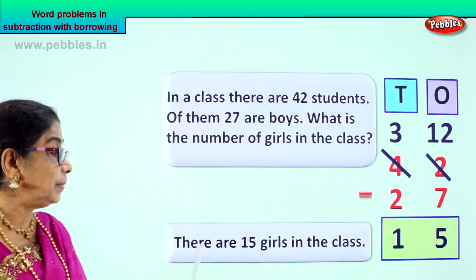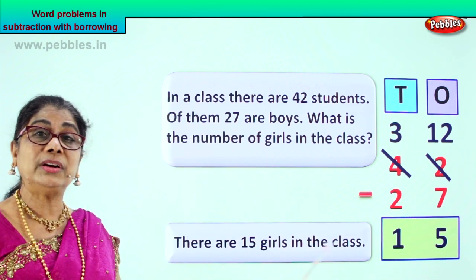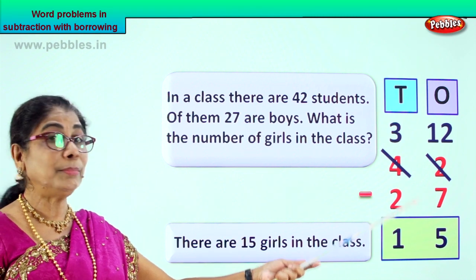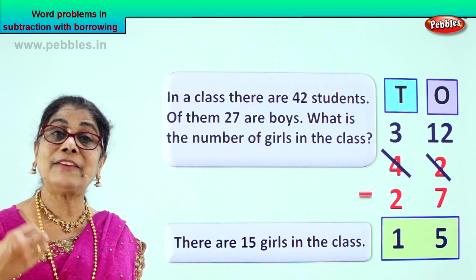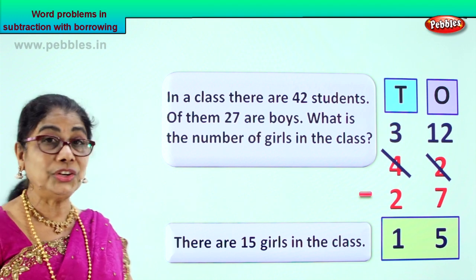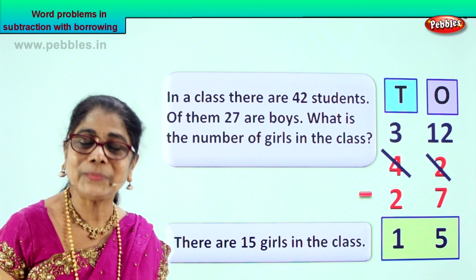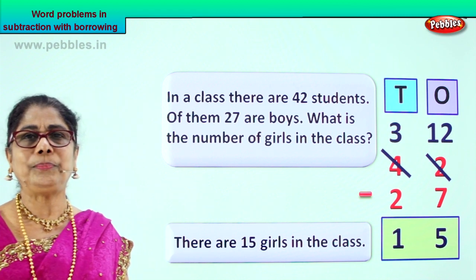So what is the answer? There are 15 girls in the class. 42 students, 27 boys. The answer is there are 15 girl students in the class. Did you enjoy working the sum? Good. Shall we take another problem?